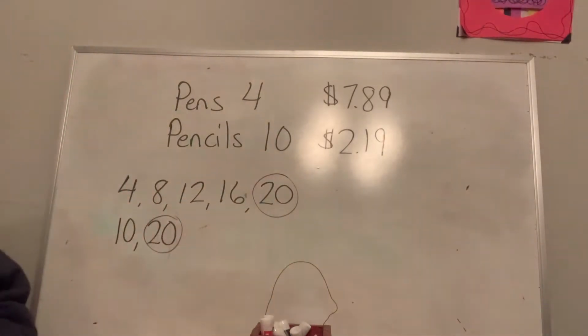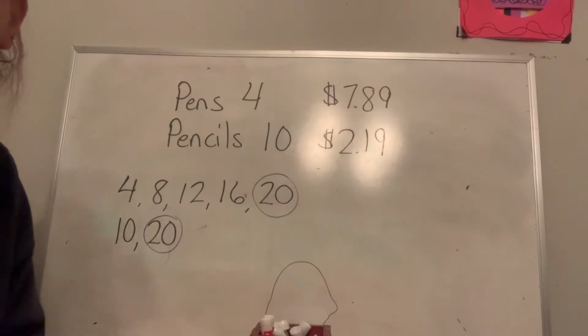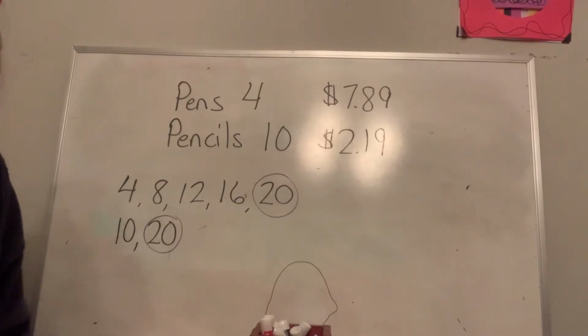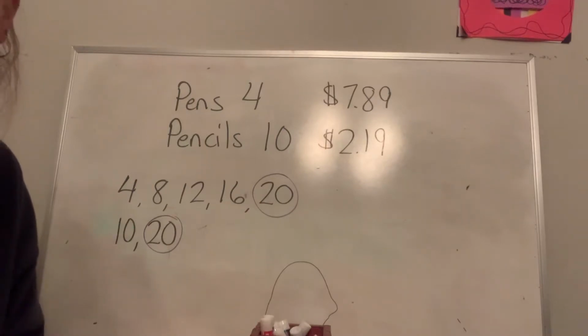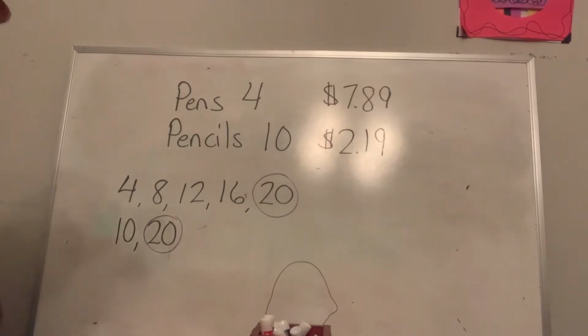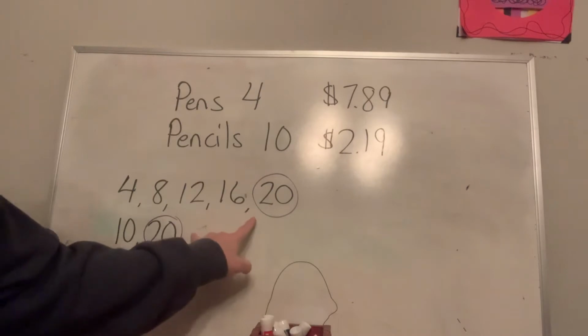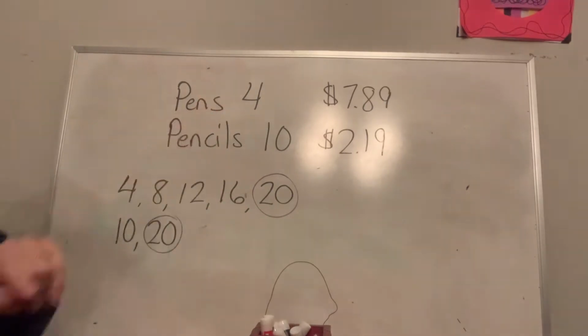Right there. Now it says, look back and answer the question. So if Erin wants to buy an equal number of pens and pencils, what is the minimum number of pens and pencils she could buy? It would be 20. So she can buy 20 pens and 20 pencils.